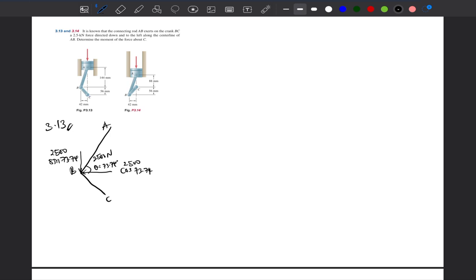So we can draw our distances here: 0.056, 0.144 meter, then 0.042 meter. So to calculate our moments, and our formula R times F.